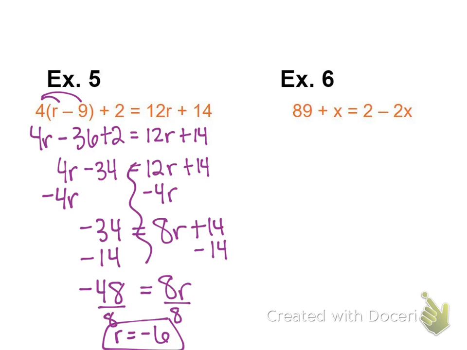That one was a long problem. Lots of work to show. I expect to see it all. Questions about number 5?